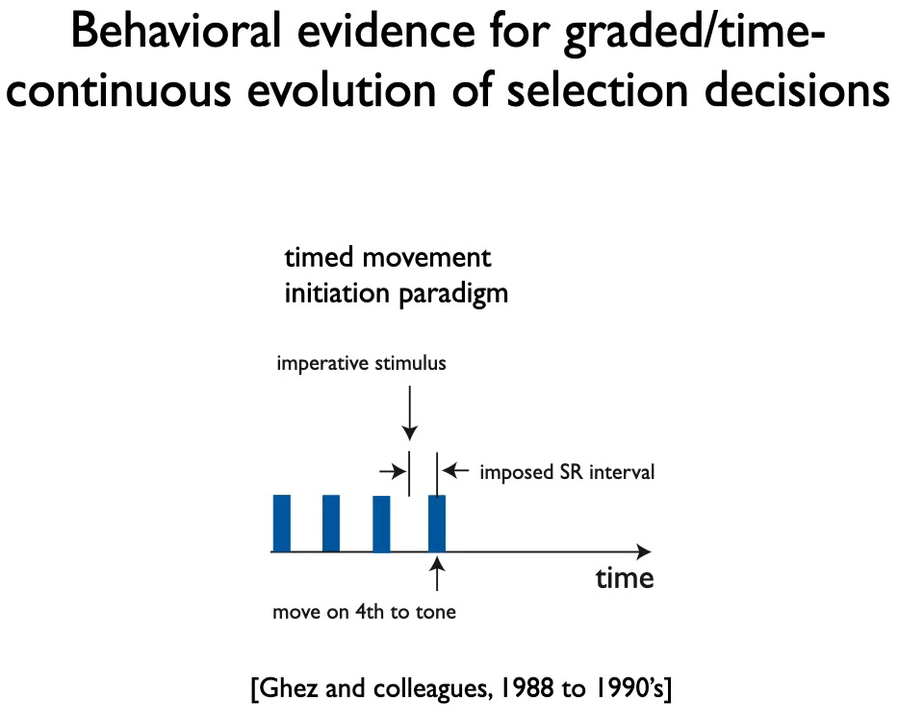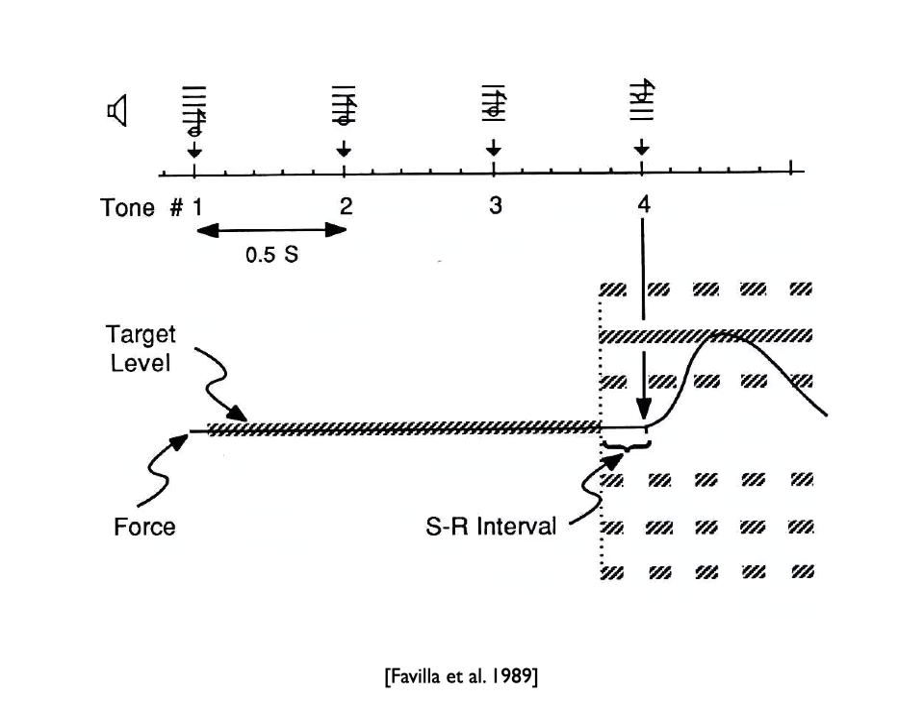90s, roughly. It's a paradigm where you're forcing participants to respond at a particular time. So for instance, you give a metronome, and then on the fourth tone you have to respond. And you vary the amount of time between when you provide the imperative stimulus and when that go signal comes. And people can learn to do that. So here's an illustration. You have a tone, for instance, a pitch: beep, beep, beep, beep, the fourth tone. So you can predict when it's going to happen. And then at a particular stimulus response interval, you're getting the information about which movement to make.